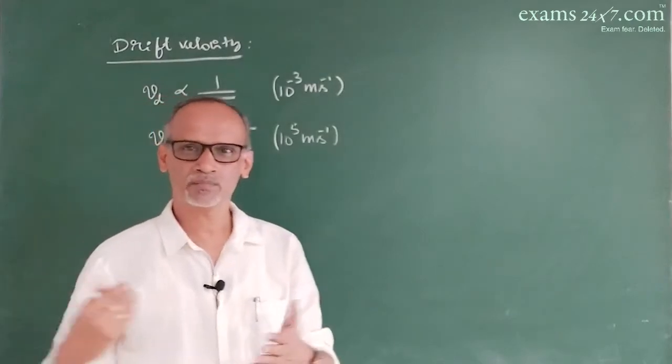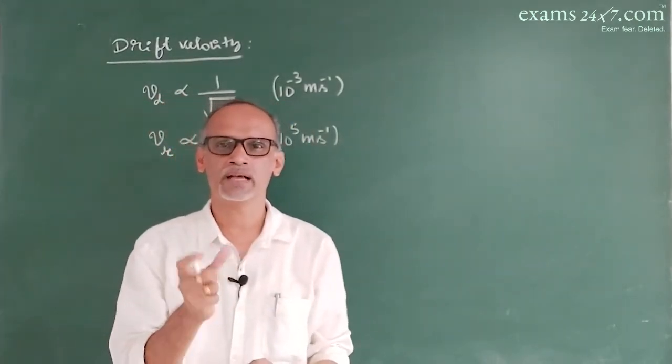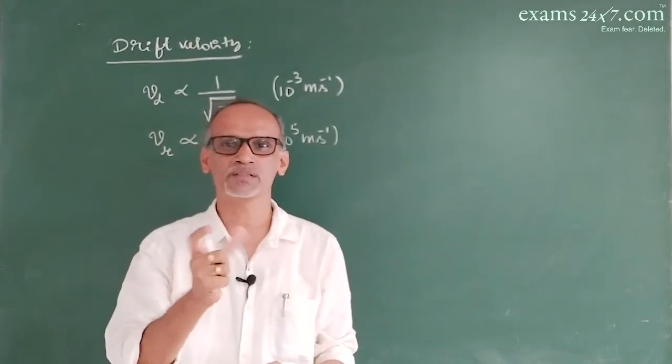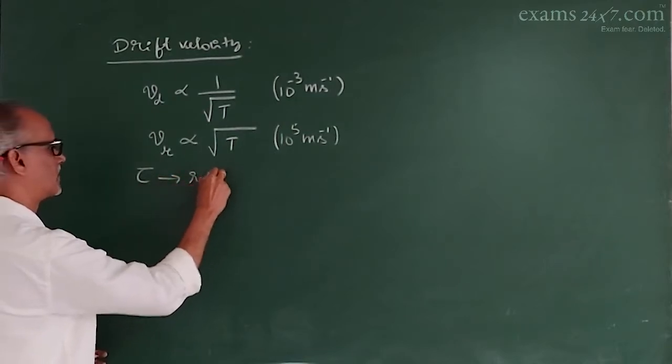As the electron moves through the conductor, when they collide, we can even calculate the average time interval between two successive collisions, and that is called relaxation time.